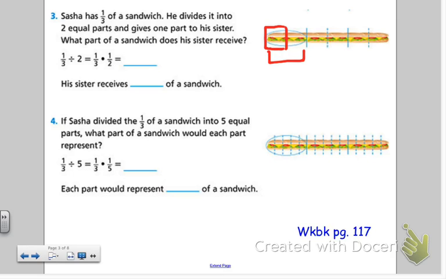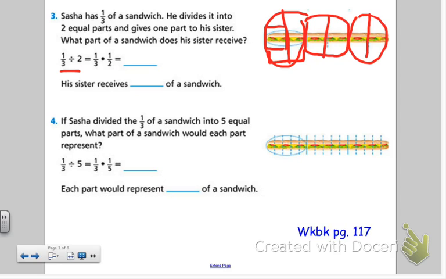How much is that? Well, what you would have to do is you'd have to divide the whole sandwich up just the way that Sasha would. Sasha divided his section up like that. Maybe this is friend 2 here, and friend 2 divides it up. And here's friend 3 here, and friend 3 divides it up. And of course this is Sasha over here, and he divides it up. You can see that it's actually been divided up into 6 sections. And Sasha gave his sister 1 of those 6 sections. So here's our division problem, 1/3, and we're dividing it by 2.